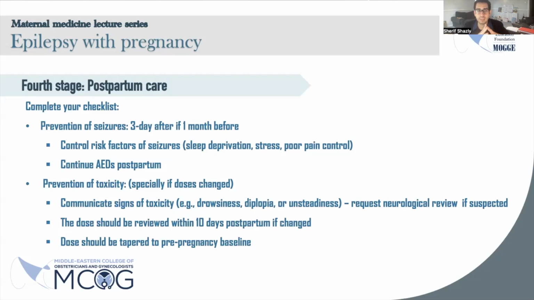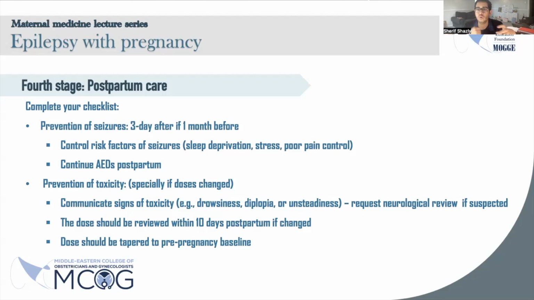The second thing is prevention of toxicity. And we say toxicity because this is particularly in patients who had increased dose of their medications during pregnancy to get things under control. Because once she delivers her baby, there is a chance this dose is now higher than what she needs. And this can bring her into toxicity.